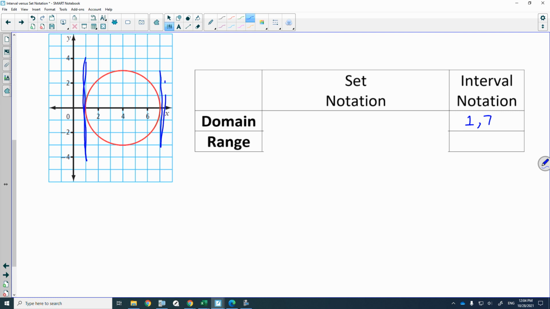And then what do you guys think? Do you want it in rounded brackets or square brackets? Square brackets, right? Because square brackets mean it's equal to. Okay, range. Do the exact same thing. Find your smallest and your biggest y value. So draw your line going a horizontal line cutting through the y-axis.